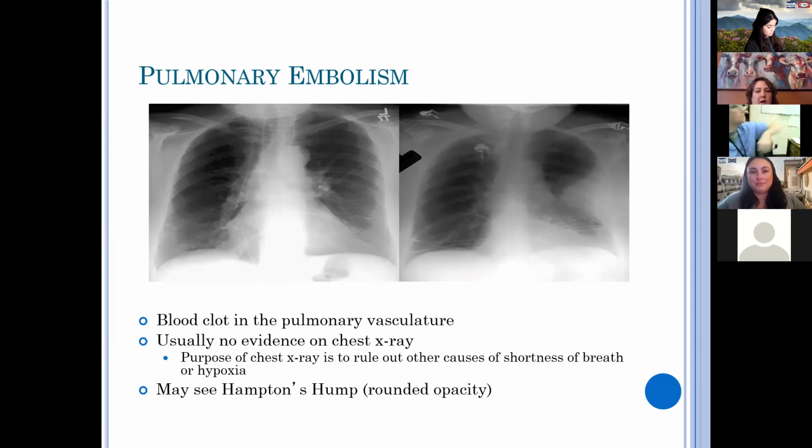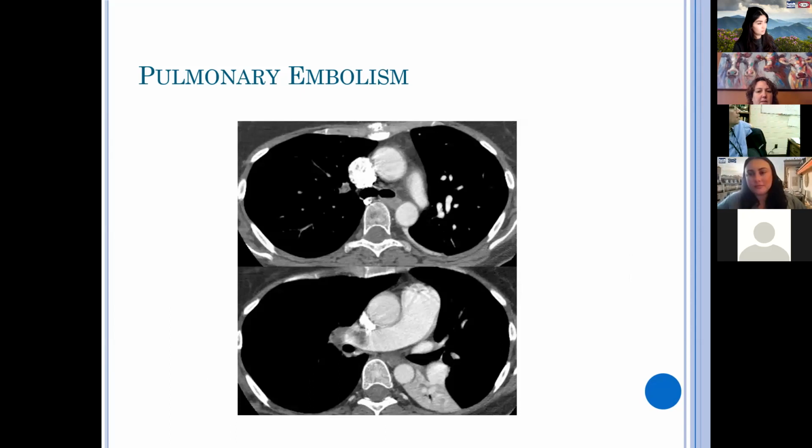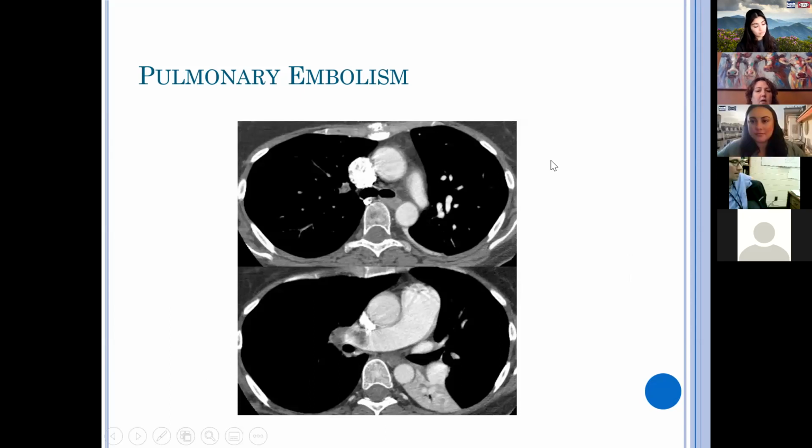And it usually appears later on. It doesn't appear usually in an acute pulmonary embolism. Again, CT scan is the best method to look at a pulmonary embolism, a CTA.